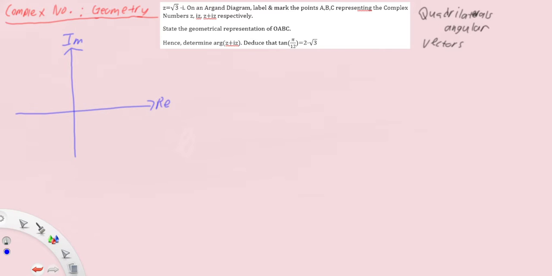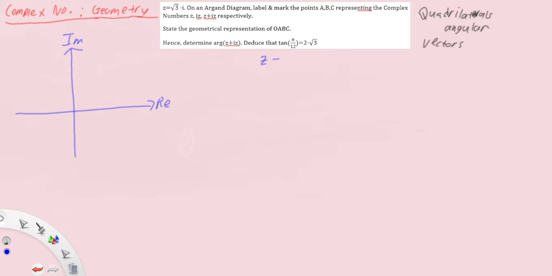You notice that I don't draw the origin now because I'd like to sketch everything first and then pick a more appropriate spot to put the origin. So let's start with the complex number z, which is represented by the point A. So z equals root 3 minus i, it's quite easy.